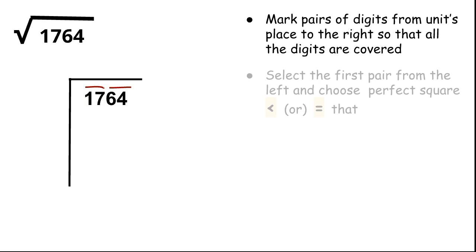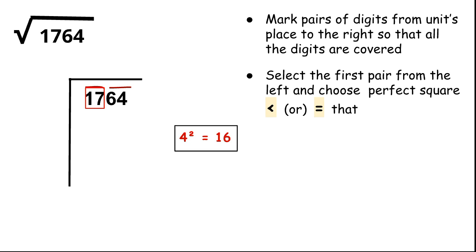The next step is to select the first pair from the left and choose a perfect square that is less than or equal to that. In the given number, 17 is the first pair from the left. As 17 is not a perfect square, we must choose a perfect square that is less than it. If it were a perfect square, then we could write the number itself. So what is the nearest perfect square to 17 which is less than that? That is 4 squared, 16. Now we must write 4 into 4, which gives you 16.